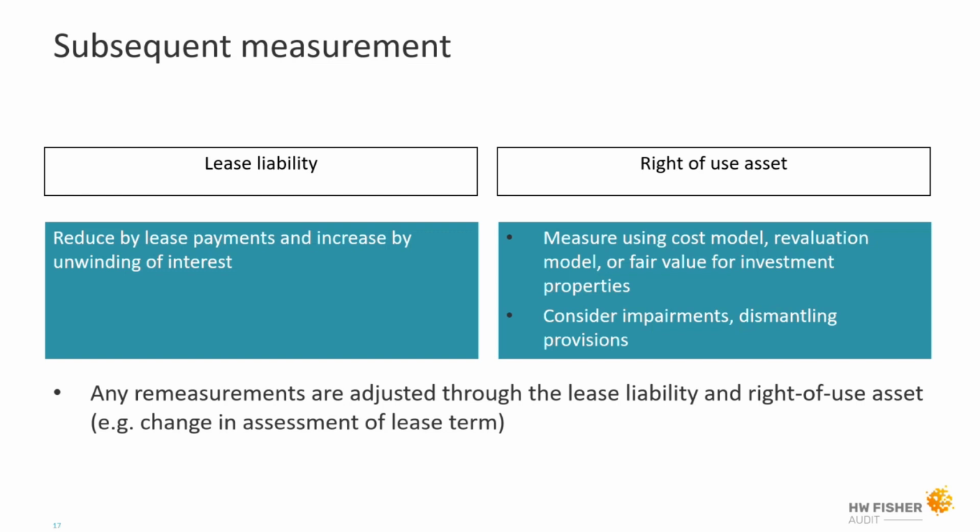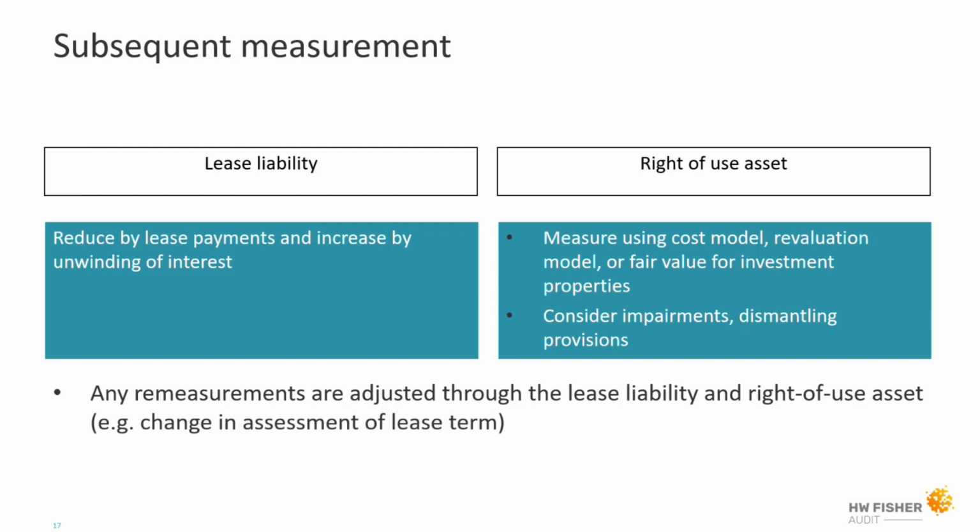So you do have to revisit it again, and a lot of this is a revisitation each year, just to make sure those original assumptions, be it the break clause and the expectations there, be it a discount rate or the dilapidations, they do need to be revisited. So any remeasurements are adjusted through the lease liability and the right of use asset.